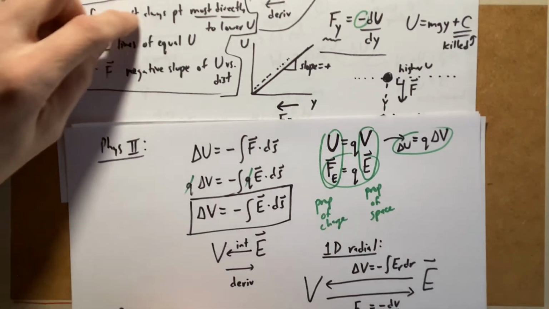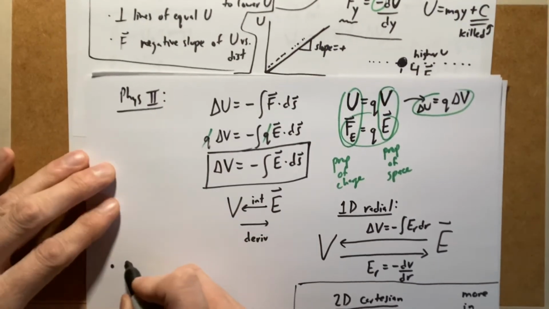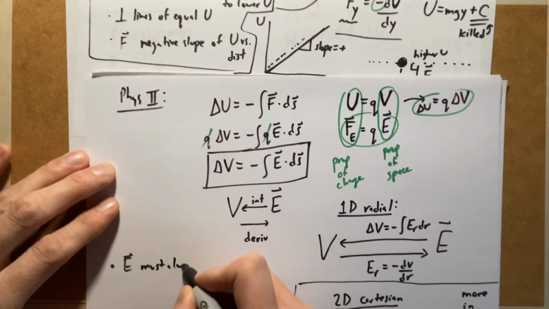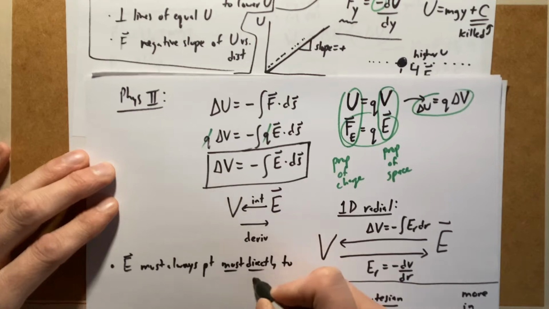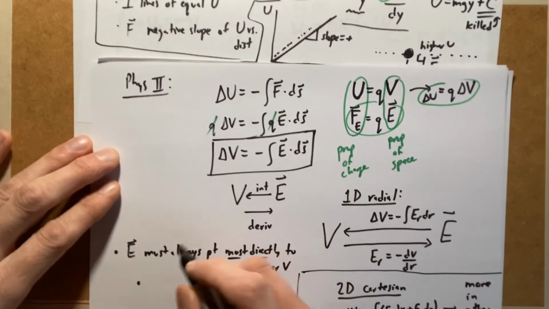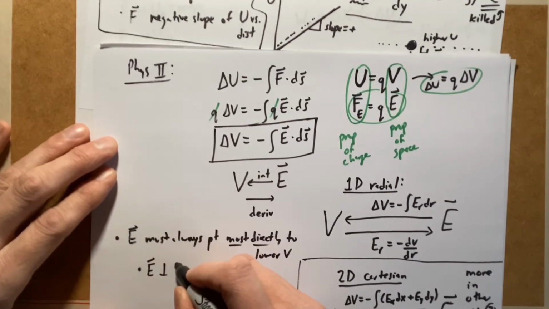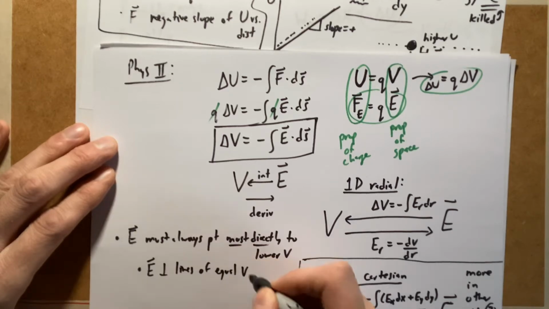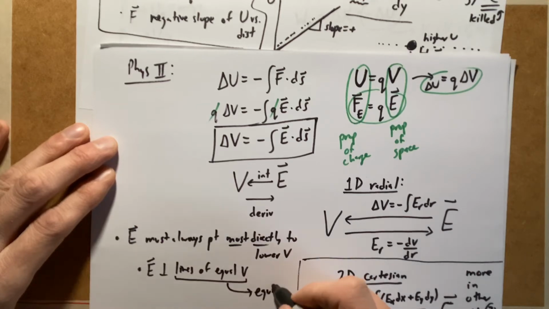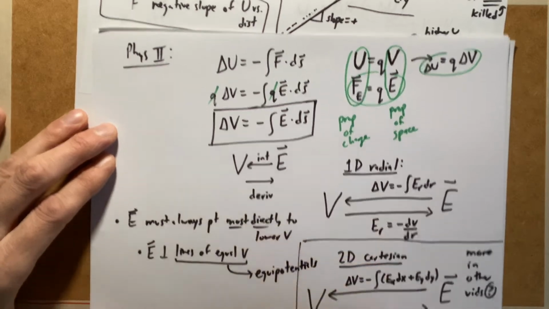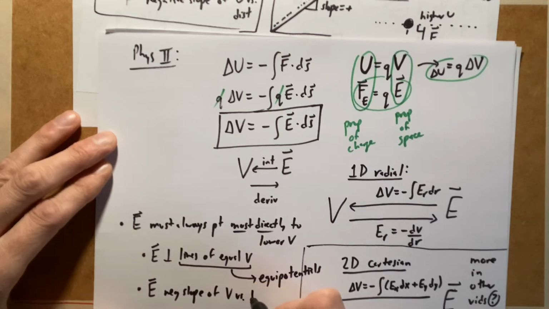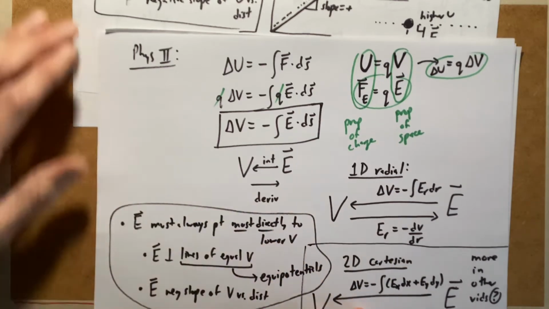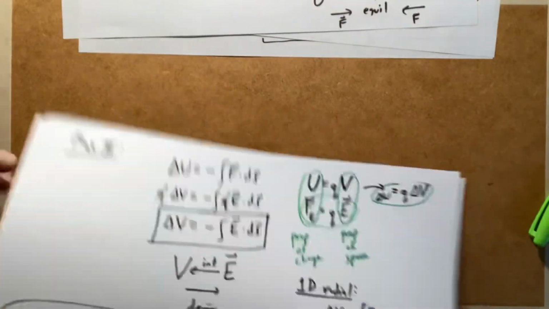Instead of force must always point most directly to lower potential energy, I'm going to write the electric field must always point most directly to lower voltage, which means that the electric field is perpendicular to lines of equal voltage. These lines of equal voltage, just to give it away, are called equipotentials now. These are very important in physics 2. We didn't really have a name in physics 1. And then the electric field will be the negative slope of the voltage versus distance. These are all important statements of how electric fields relate to voltage, and we're going to explore these statements thoroughly.